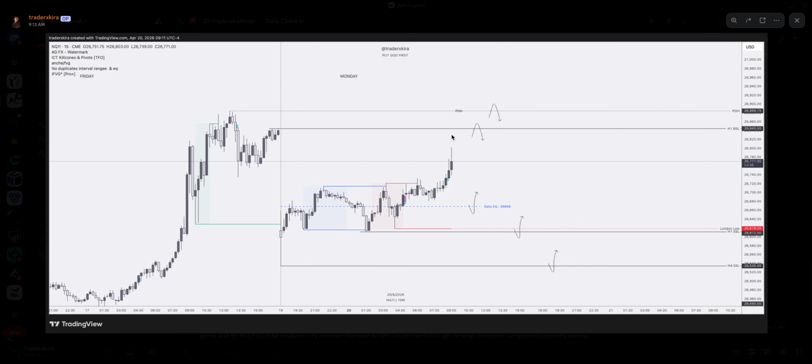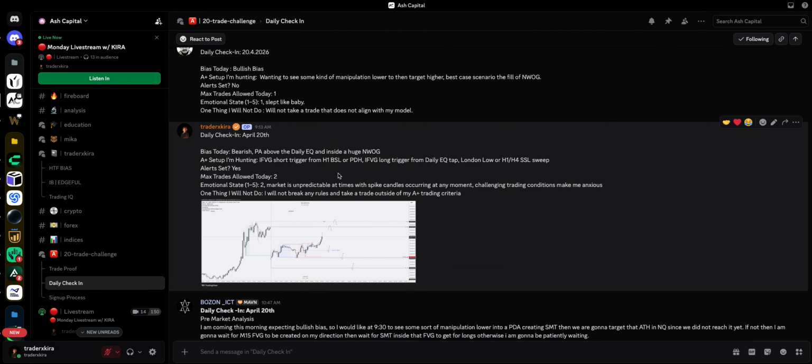I'll just open it up here and you can see where those levels are. Now, these are higher time frame levels. So I was looking to short off of these levels if price was going to give it. However, I would look for an IFVG long trigger if price tapped the daily EQ, the London low, or H4, H1 sell-side liquidity. What does that look like?